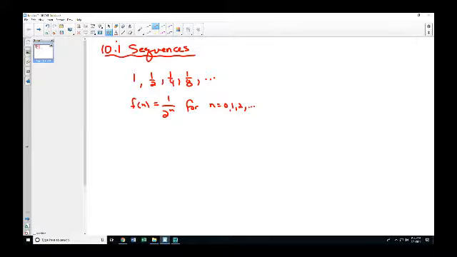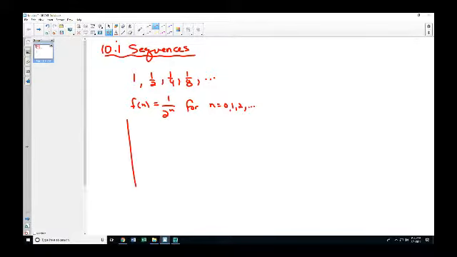Do you see how this would be matched to this? Like plug 0 in, you get 1 over 1. Plug 1 in, you get 1 over 2. Plug 2 in, you get 1 over 4. Now, the thing about sequences is they're not continuous, right? Because the x values or the n values are integers. They are not real numbers. So there's discontinuity between one and one.